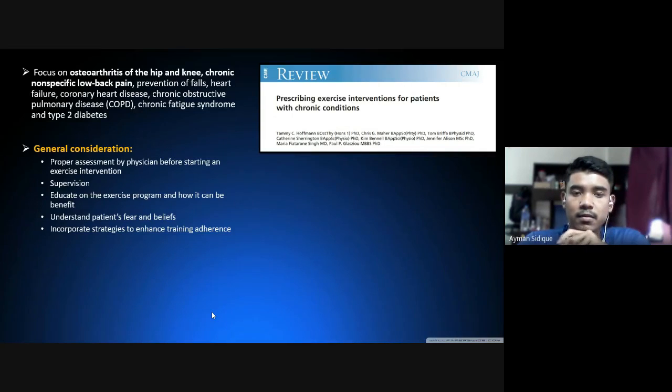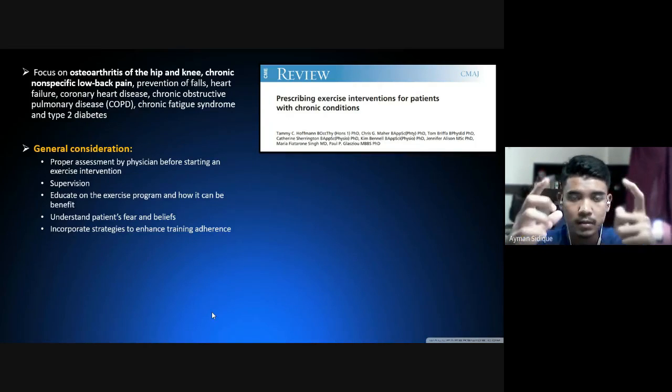The general consideration in prescribing exercise to this population is that, first of all, a proper assessment has to be done prior to the exercise. Patients need to get a green light to exercise, so that they are clear from any contraindications or other things. The second one is supervision. Throughout the training, they need to be supervised by exercise professionals, so that the exercise is performed in a safe environment, with safe exercises given, with a safe range of intensity and reps.